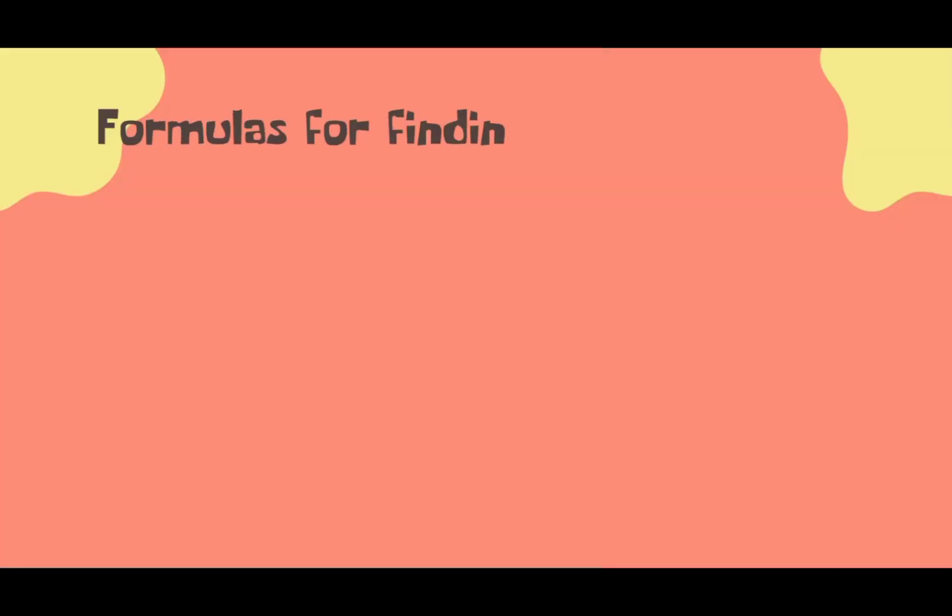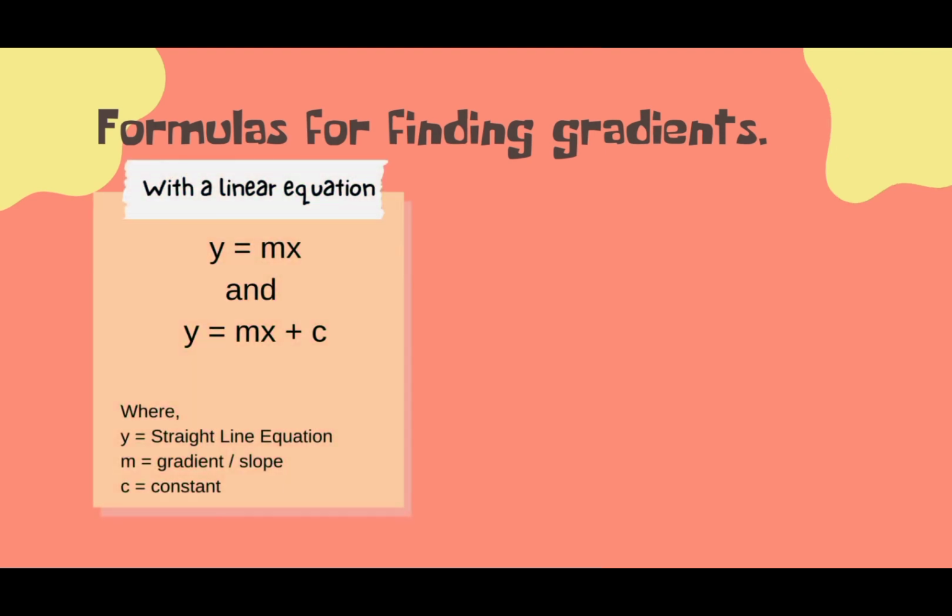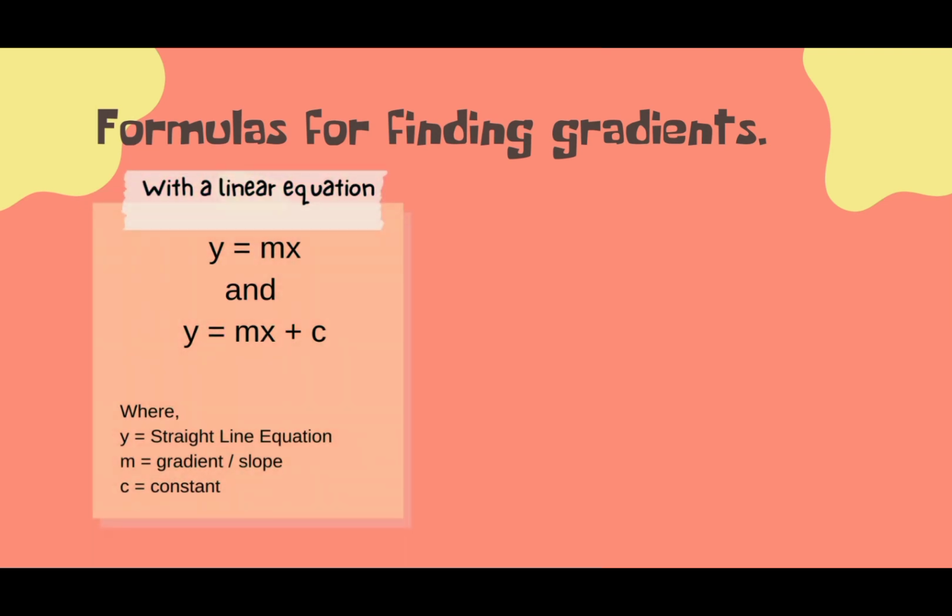Okay, there are two kinds of formulas for finding gradients. One, the gradient formula with a linear equation is y = mx and y = mx + c, where y is the straight line's equation, m is the gradient or slope, and c is a constant.